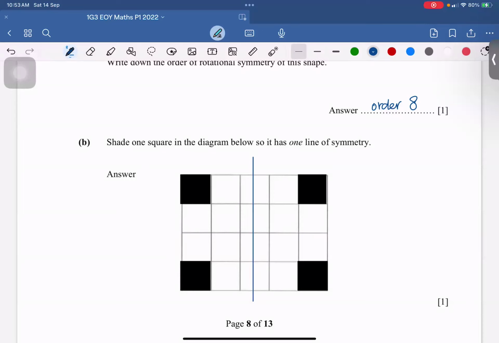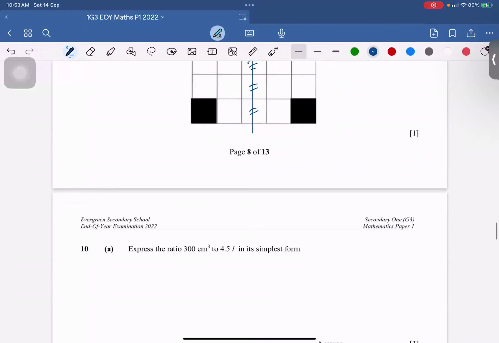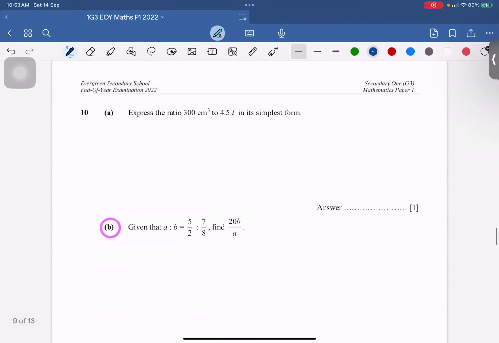So with this line of symmetry, I can shade any square along the line of symmetry. I can shade this one, or this one, or this one, or this one. 1, 2, 3, 4. Take your pick. You can shade any one of them along the line of symmetry. Later when you hand in your paper, I should be able to see your answer.